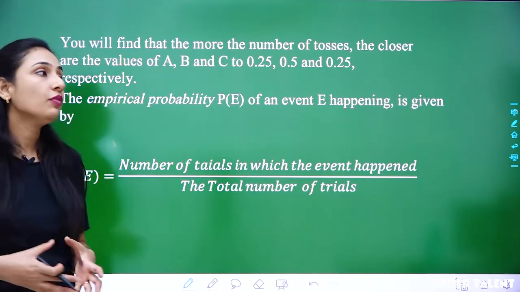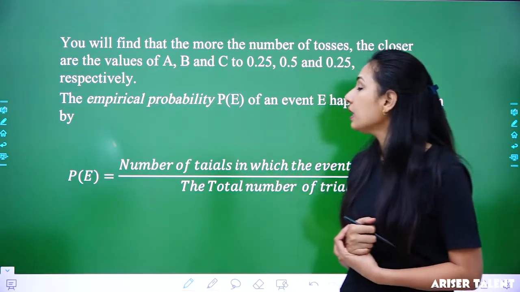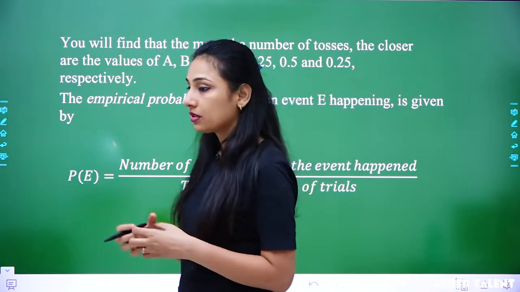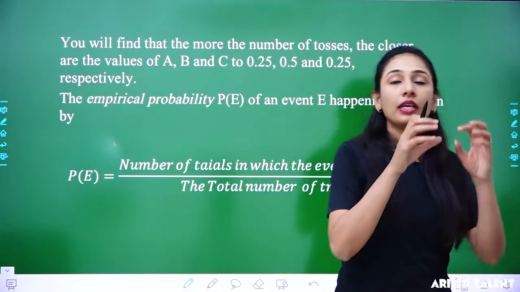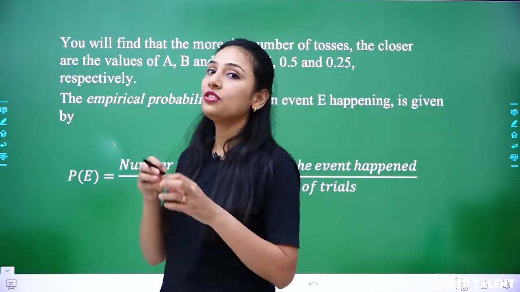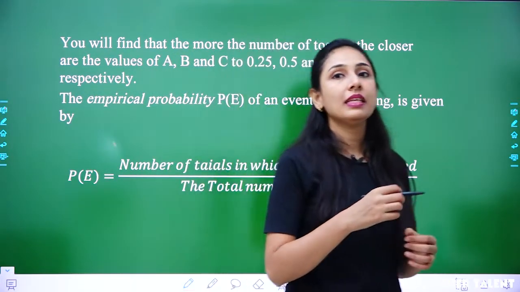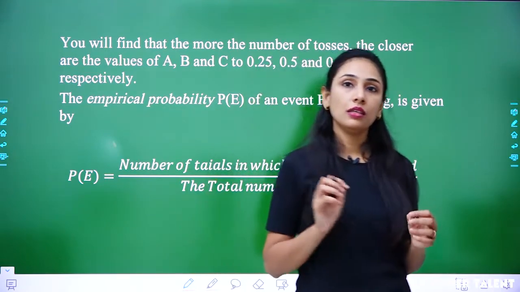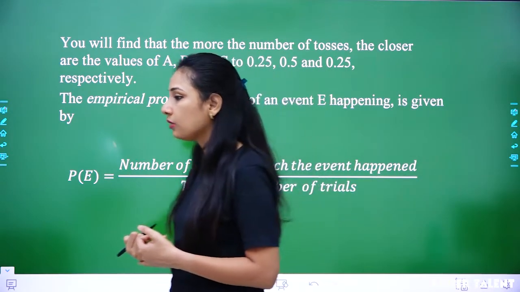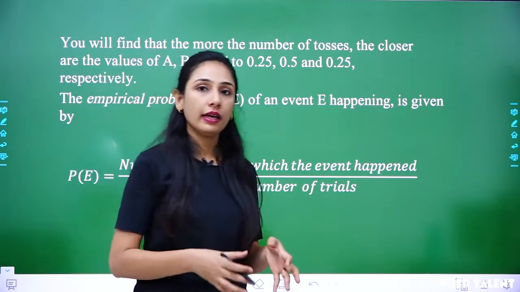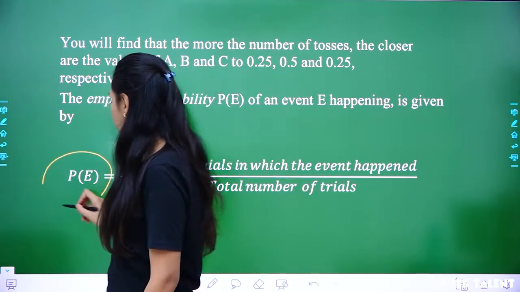Now, how will the examiner ask you questions from that? He may give you some tossing data, that if you are tossing a coin, you get head in the first chance, tail in the second chance, head in the third chance, and tail in the fourth chance, and similarly he can give it to you. Then you can do it by the tally. Or he can just tell you that this number of times you get head, and this number of times you get tail. Now you have to find the probability of getting a head.